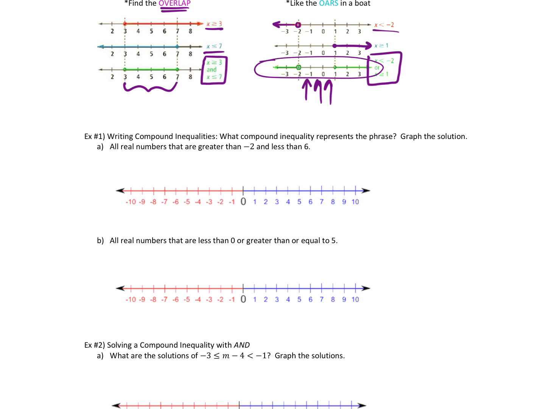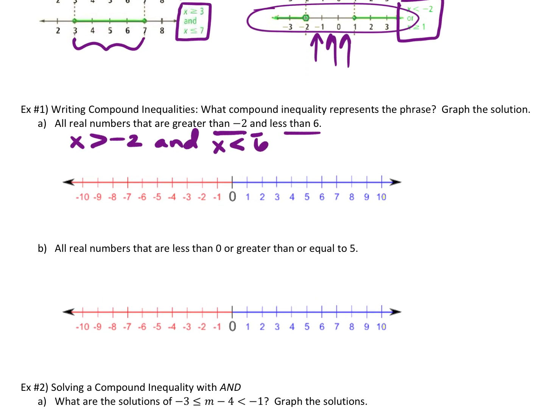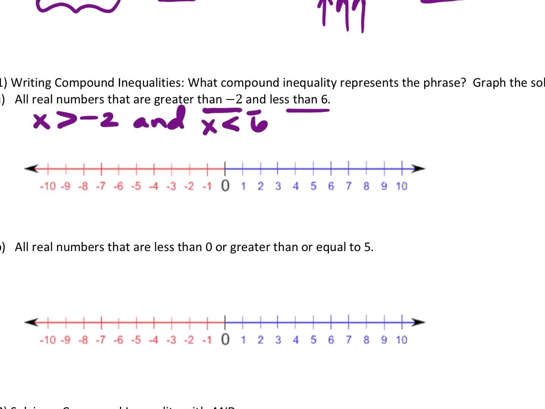So it says write a compound inequality. What inequality represents the phrase? And then graph that solution. So this says all numbers that are greater than -2 and less than 6. Okay, so x is going to be greater than -2 and x is going to be less than 6. Now, here's the beautiful thing about and problems. Because it's everything that falls in between, it's the overlap of them, you can actually write these if you want as one big inequality setup.